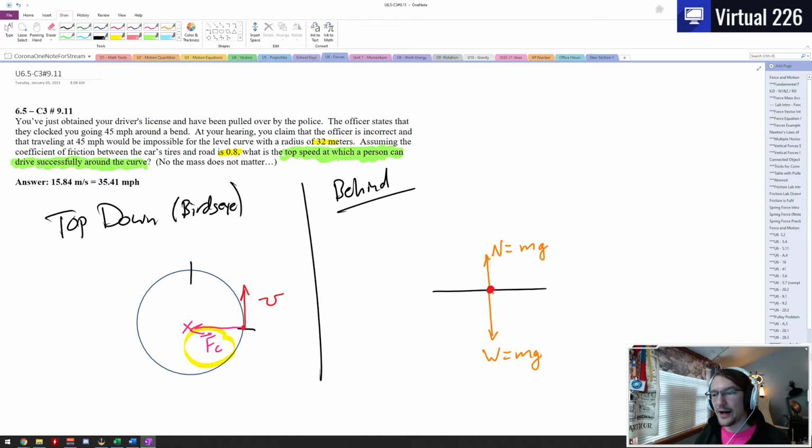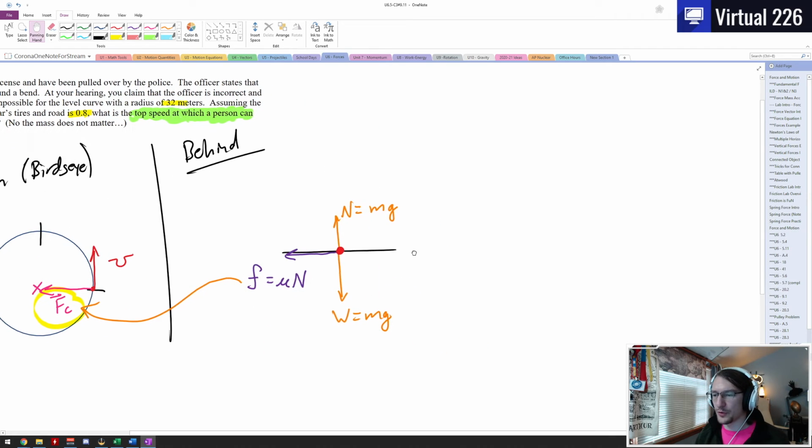So we know that if ice has very little friction, it is the friction that is actually allowing our cars to make a turn. So this force acting to the left here, this is friction, which we know is mu multiplied by N, the normal force, which we have. So we know that since this is the only force acting on our car in that direction, into the circle, I can make friction our centripetal force.